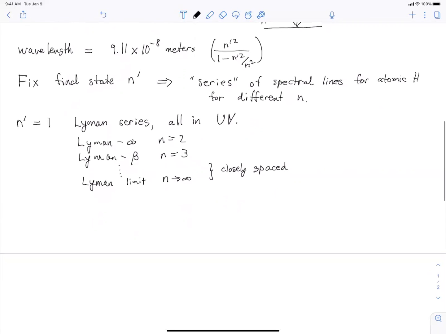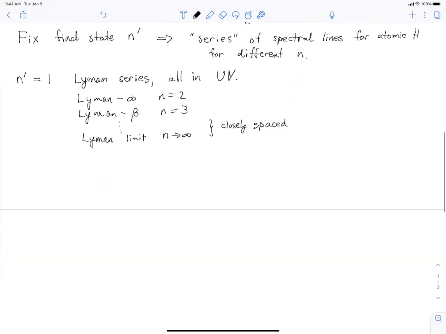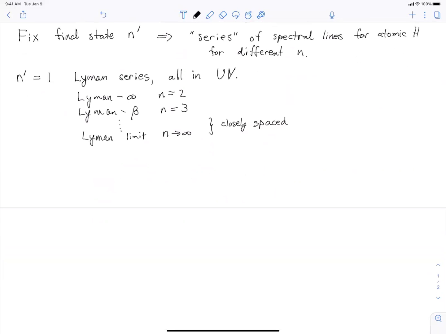Okay, so that's the Lyman series. And then probably the most interesting series is the Balmer series, which is where you end up with n prime equals 2. And the reason I say the Balmer series is maybe the more interesting one is that 4 of these lines are in the visible. So you can actually see them with the human eye.